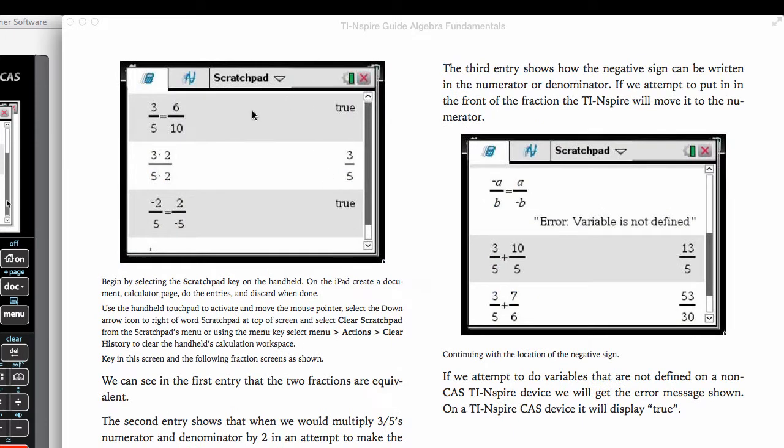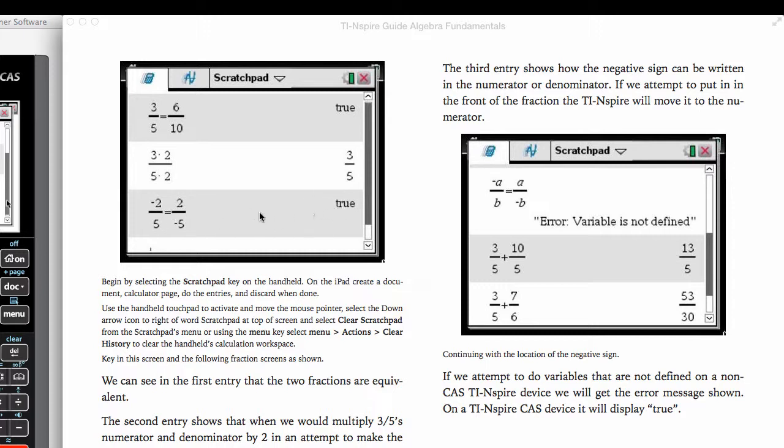Our calculator will always take answers like 6 over 10 and reduce them to 3/5. But to show that this is true, we can put them in with an equal sign and it will give us true. Again, when we take 3 times 2 over 5 times 2, we cannot switch this up to 6/10. It will just tell us the answer is 3/5.